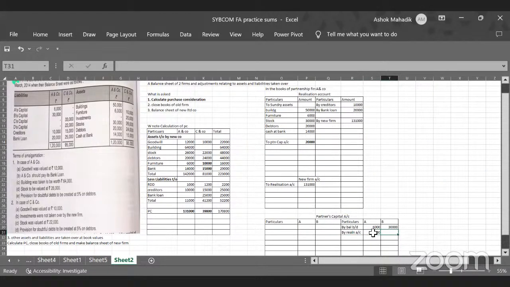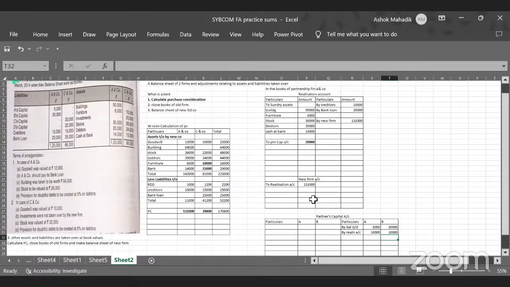I have edited the unnecessary part in this sum, so you might have missed that ratio. So even in the sum, if PSR is not given, always presume it to be equal. Okay, so we are done with all the assets and liabilities. Clear, students? This is how you have to post all the entries and record PC.